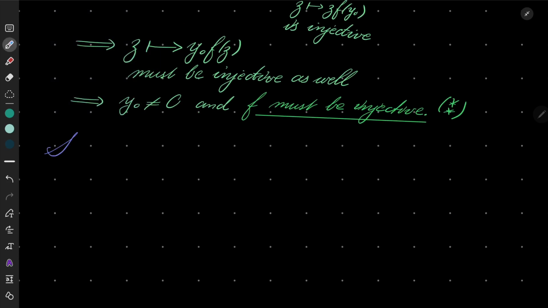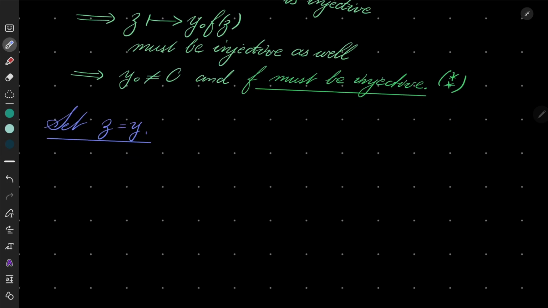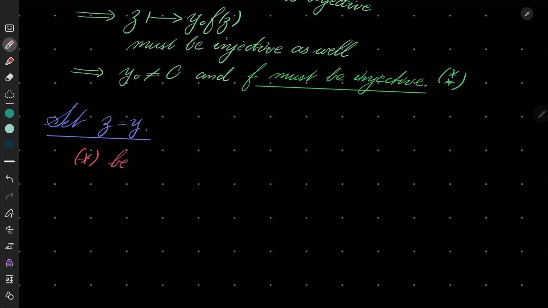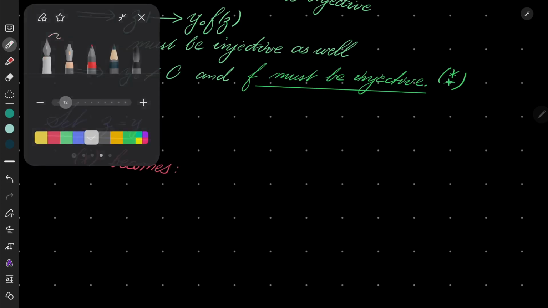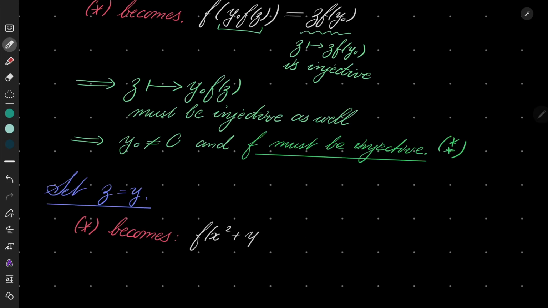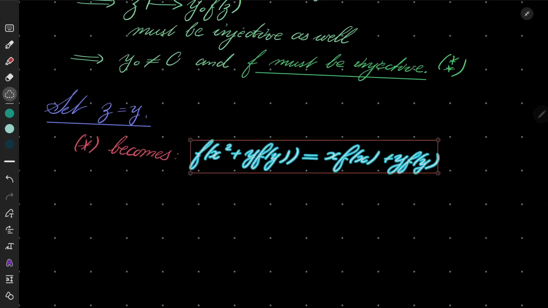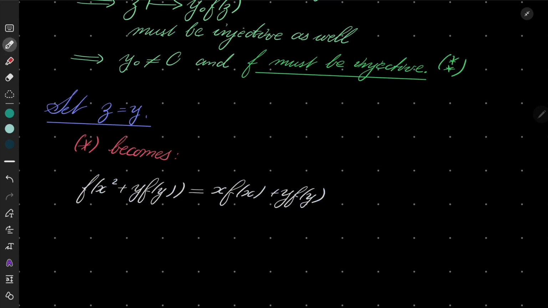Okay, now let's set other variables. Now let's set z to be equal to y in our very first equation. Our functional equation asterisk becomes the following. Let's take a look. Y equals z, or z equals y. So we have f of x squared plus y times f of y equals x times f of x plus y times f of y. Is it right? Yes, it is. But now let's notice that the right-hand side is symmetric with respect to x and y. So because of symmetry, I can change y and x to get the following. The left-hand side equals f of y squared plus x times f of x.